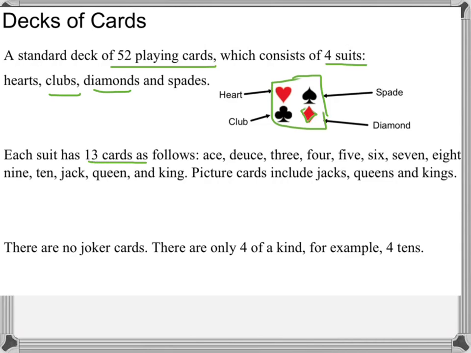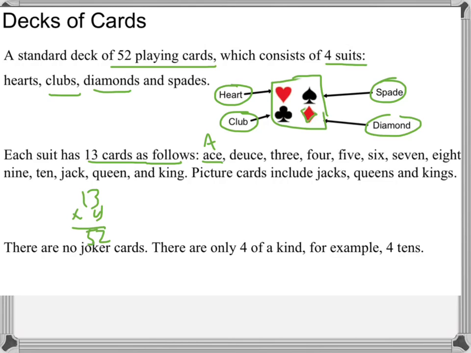Each suit has 13 cards. So there's 13 hearts, 13 spades, 13 diamonds, and 13 clubs. That makes 13 times 4 is 52. That's the 52 cards. There's the ace, which has an A on it. The deuce, which is a 2. A 3, a 4, a 5. These are the numbered cards. 7 and an 8. A 9, a 10.